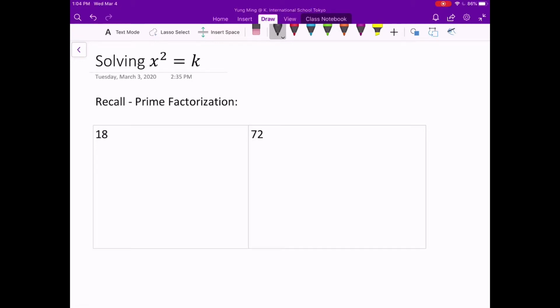Today we're gonna be solving x squared equals k. Quite exciting. So the first thing we've got is to recall prime factorization. We have 18 and we have 72. I know we all remember how to do this. Pause the video if you like, and when you're ready, you can check the answer with me.